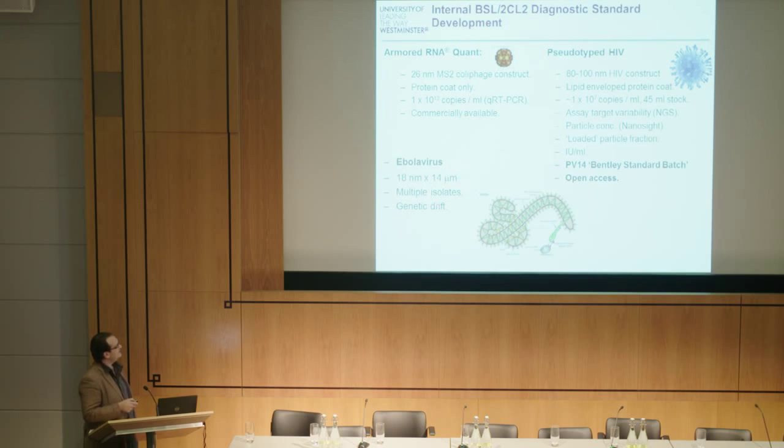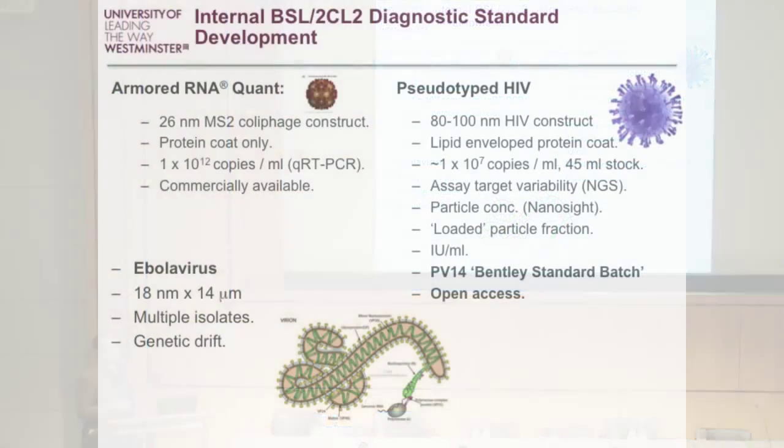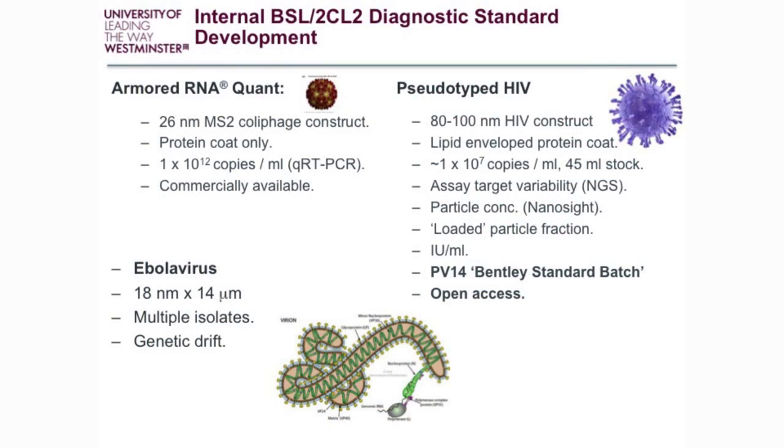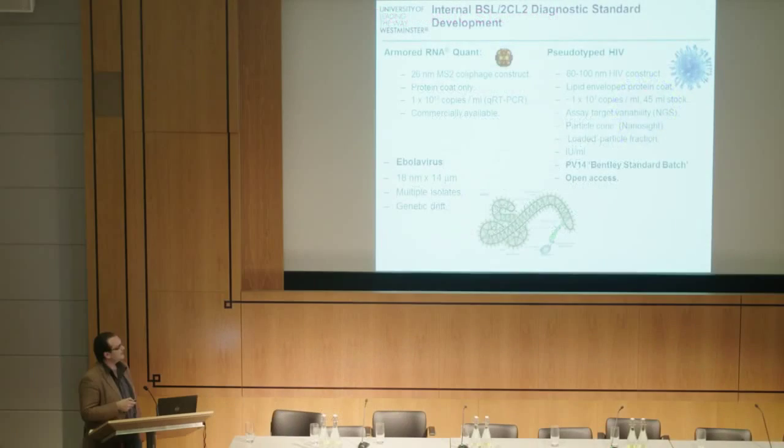However, it is quite different in that Ebola is a string. It's 18 nanometers by 14 microns. We've got isolates, etc., genetic drift. However, we have some fairly good internal diagnostic standards to play with and get some performance numbers with. We've also done a lot of characterization of the preps to be able to say we know what's in those preps and they're actually high quality.